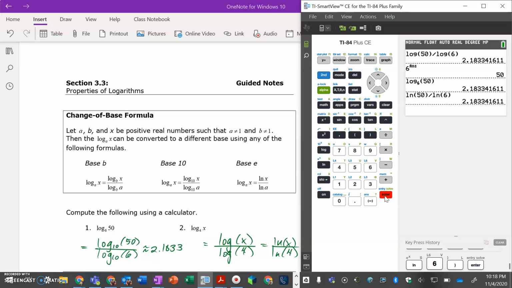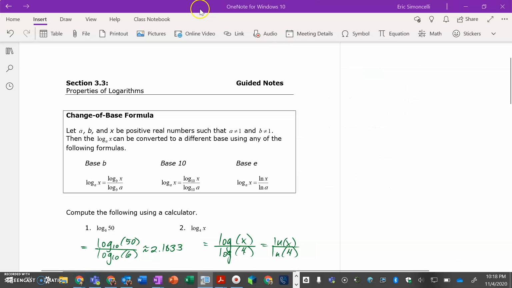So for number 2, you're not actually calculating here, you're just setting it up. So log base 4 of x can be rewritten as log of x divided by log of 4, or natural log of x divided by natural log of 4. The base, of course, here is 10, but you could theoretically also write any base such that the base, a, is not equal to 1. It can't be a negative number either, nor 0. But any number that is greater than 1 should work as a base.